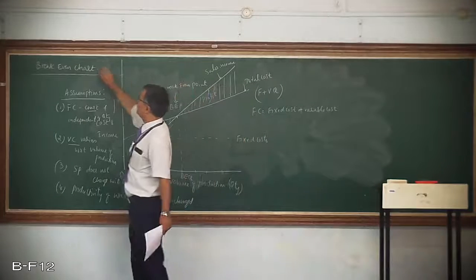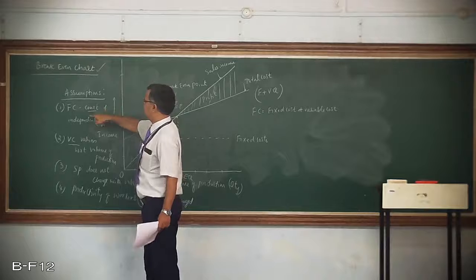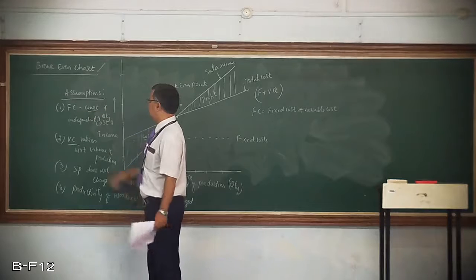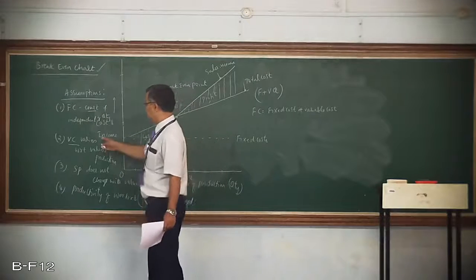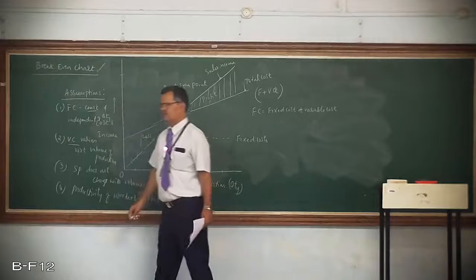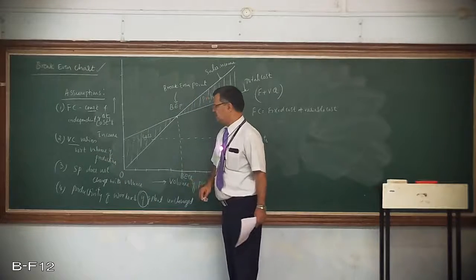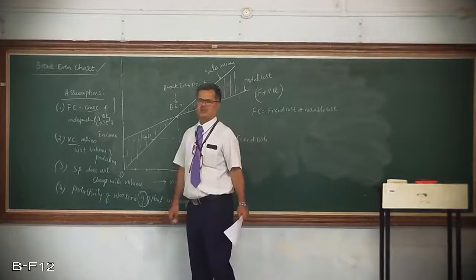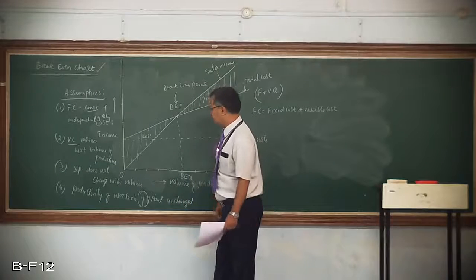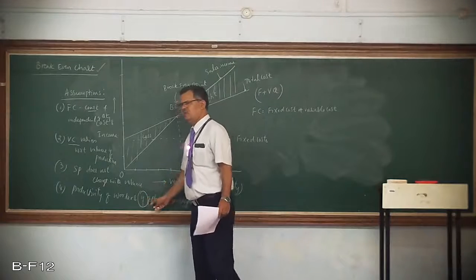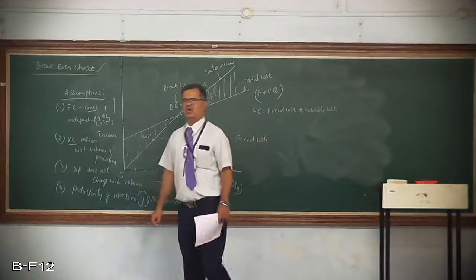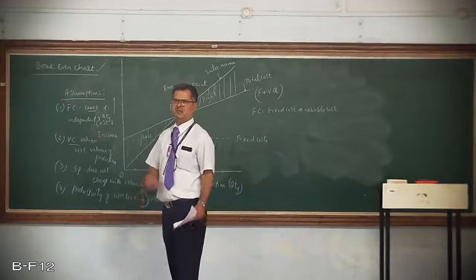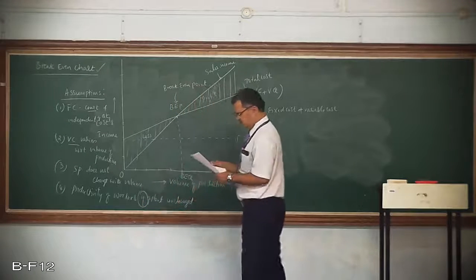Break-even chart. Assumptions: fixed cost remains constant and independent of the quantity manufactured. Second, variable cost varies with respect to volume of production. And third assumption, selling price does not change with volume. And fourth one, the productivity of a worker and efficiency of plant remains unchanged irrespective of volume of production, irrespective of the manufacture. Okay, so there are assumptions made here.